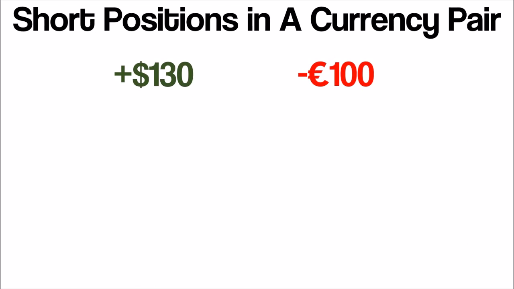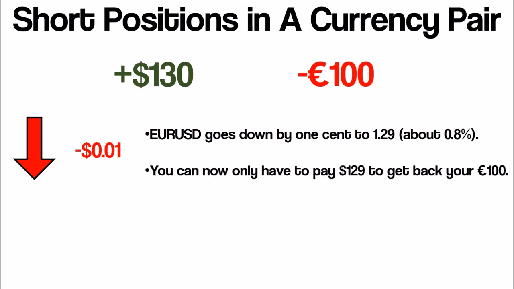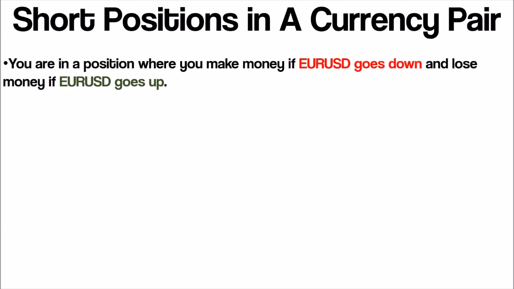And let's look at the other situation where the euro dollar goes down. So we're going down to 1.29 again. And in this case, you only have to pay back $129 to get your 100 euros, which means we have $1 profit. So this is a short position. So this is the position where we make money if euro dollar goes down, and we lose money if euro dollar goes up. So we're short the six-letter symbol euro dollar.